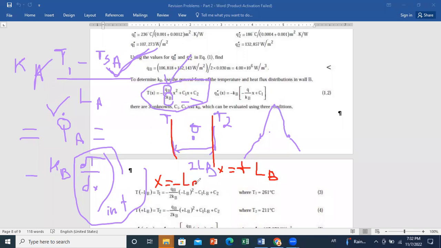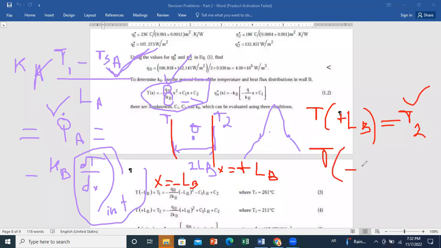So to determine my constants C1 and C2, I consider that T at plus LB is equal to T2, which is given, okay? So this will give me a first relation between constants C1 and C2. And the other boundary condition is that T at minus LB is equal to T1. So now you will be able to solve for your temperature profile constants C1 and C2, okay? We still have just one unknown, which is KB.